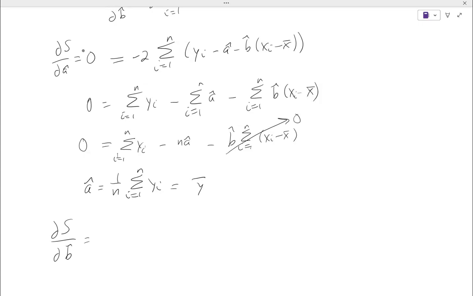So what did we have? We had 2 times, I'm going to pop the negative out in front. Oops, I still want to set this equal to 0. Pop the negative out in front. We had y sub i minus a hat minus b hat times x sub i minus x bar, quantity, times x sub i minus x bar. The only difference between the two was we had a minus 1 in the first one and a negative x sub i minus x bar in the second one. Right?